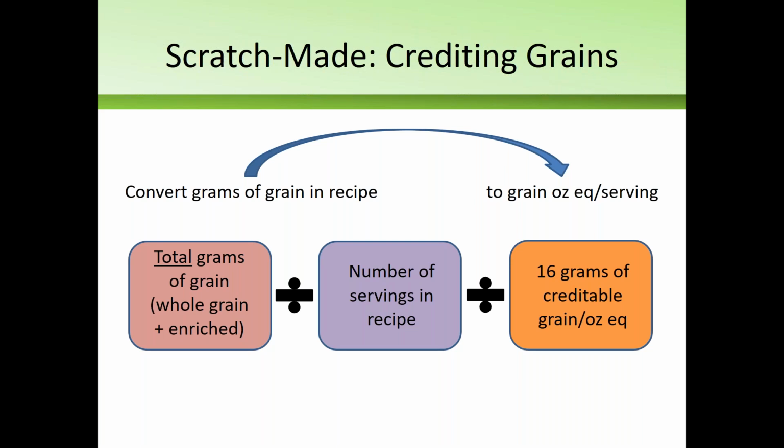Now, for those of you who make your own bread or muffins from scratch, this is a method used to credit an item using a recipe. So how it works is you're converting the grams of grain in the recipe to grain ounce equivalents per serving. So the first step is to take the total grams of grain, which would include whole grain and enriched. Then you will divide by the number of servings in the recipe, and then you'll divide by 16 grams of creditable grain so that you can get an ounce equivalent.